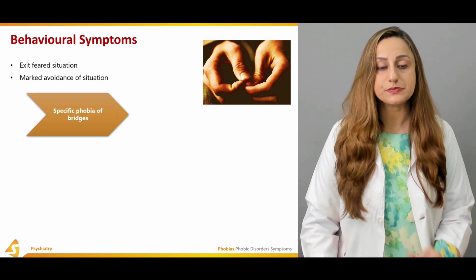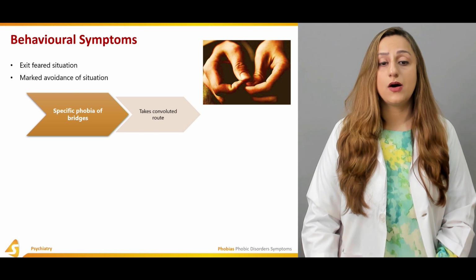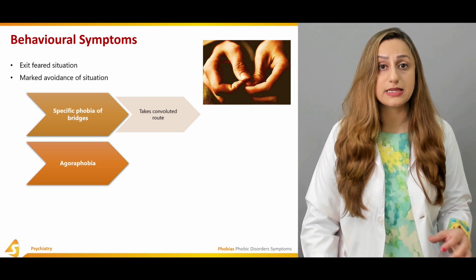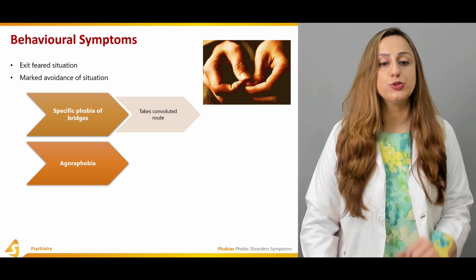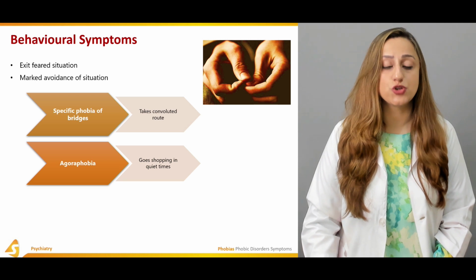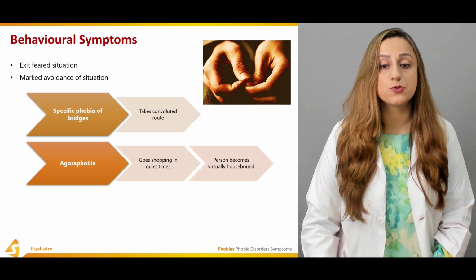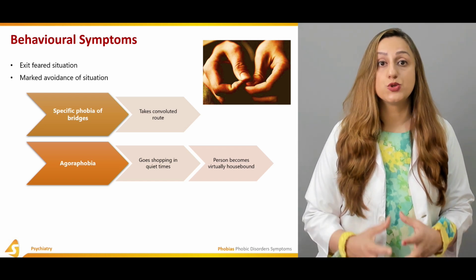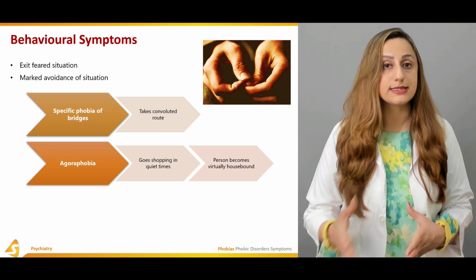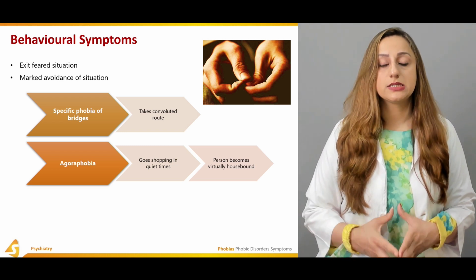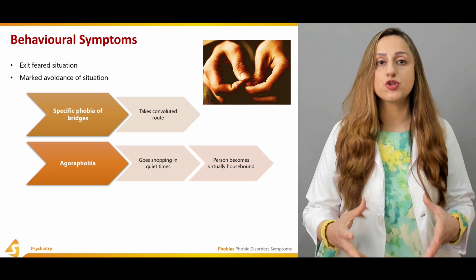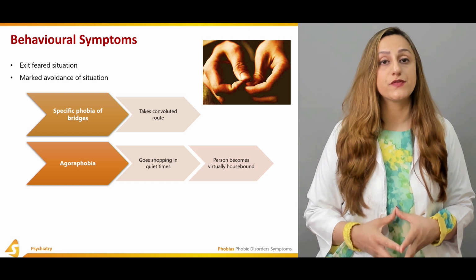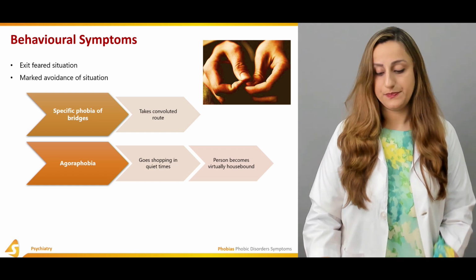Specific phobias of bridges: the person takes a convoluted route. So it's not a straight route, it's quite a twisting and turning route. Agoraphobia: the person goes shopping in quiet times and becomes virtually housebound. So they are uncomfortable in open spaces from which they cannot escape to a safe place quite quickly. They stop shopping for themselves and go virtually housebound if the severity of the symptoms is at an extreme level.